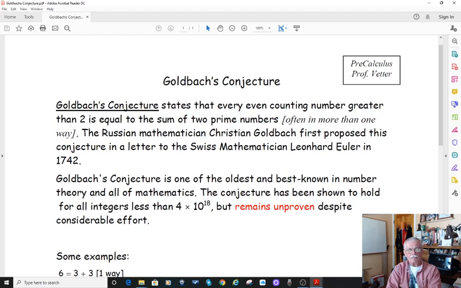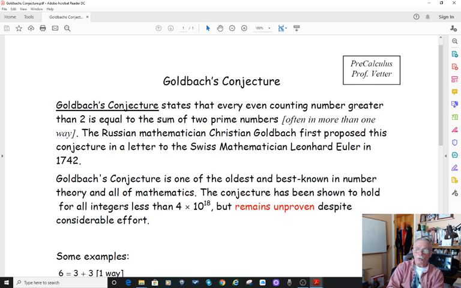Goldbach's conjecture states that every even counting number greater than 2, in other words, talking about 4, 6, 8, 10, 12, 14, 16, and so on, is equal to the sum of 2 prime numbers, often in more than one way. Now, how did this come about? The Russian mathematician Christian Goldbach first proposed this conjecture. A conjecture is something we think is true, but we haven't proven it.